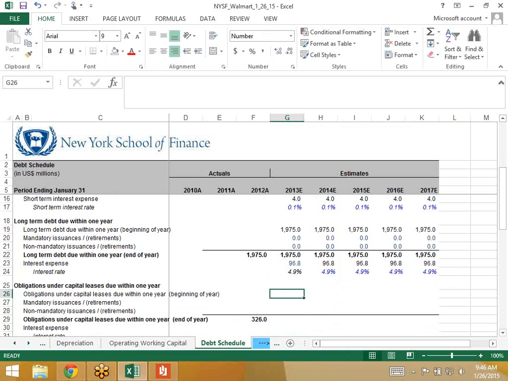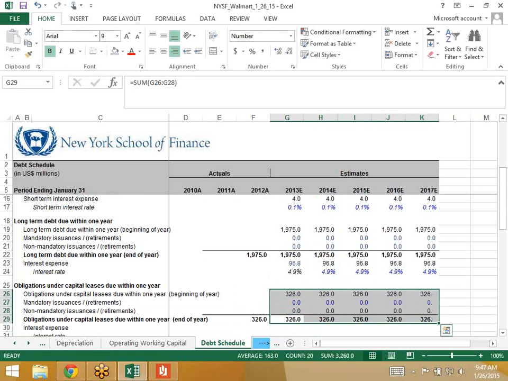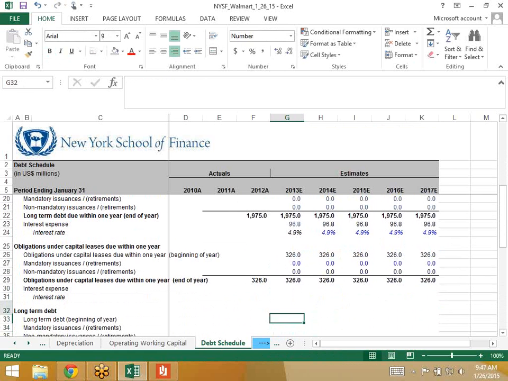Capital leases, same idea. Capital lease this year equals capital lease from the year before. Sorry, the capital lease is due within the year. Zero mandatory, non-mandatory issuance retirements. Doing Alt equals. Copy everything to the right.